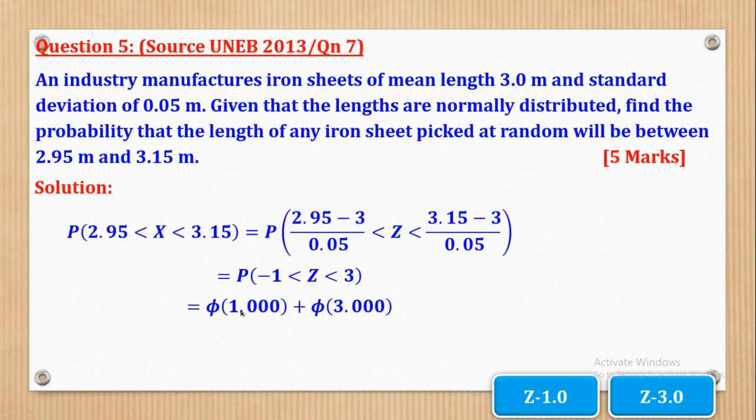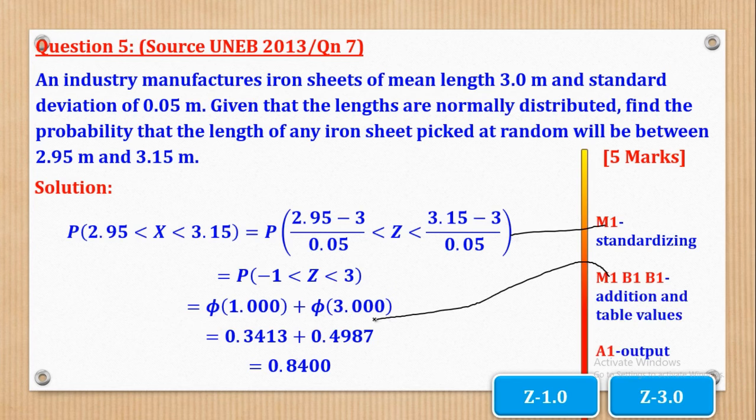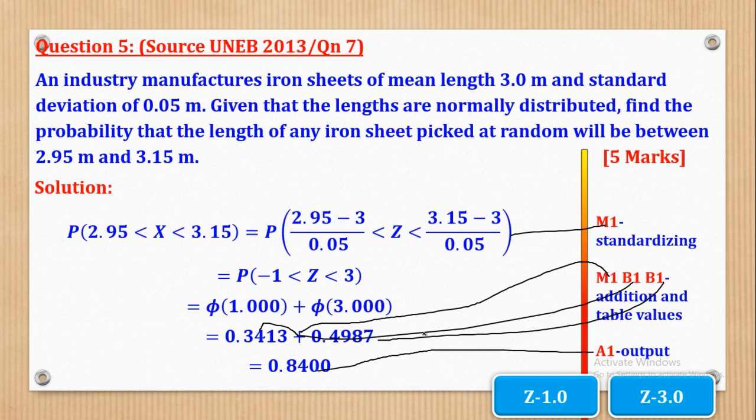So you come and substitute for phi 1 and phi 3 to come up with the required probability, which is 0.8400. So basically that's what they wanted. Now let's see how much can be awarded. M1 for standardizing, M1 for this addition, B1 for this table value, another B1 for this table value, and A1 for the output after addition.